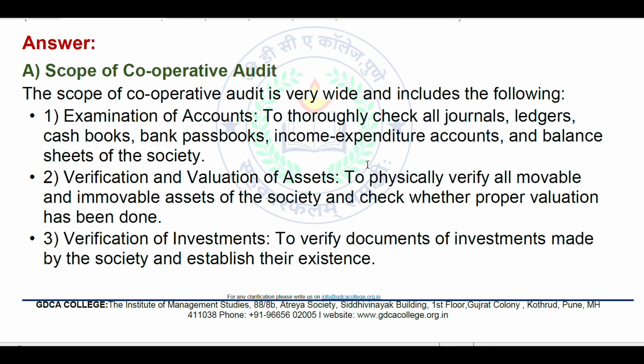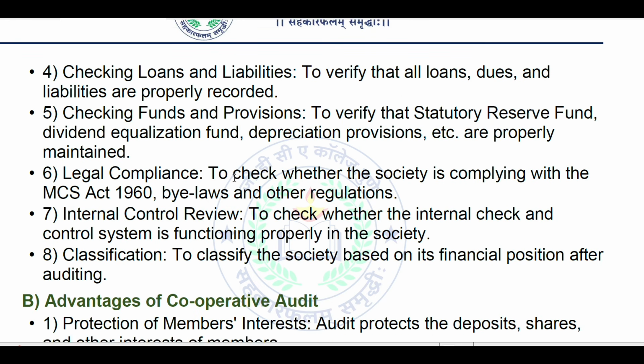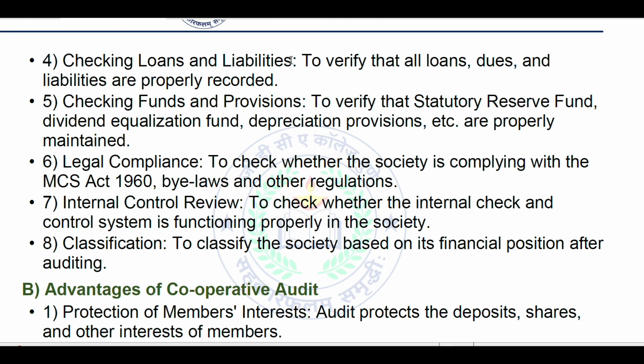Verification and valuation of assets, to physically verify all the movable and immovable assets of the society and check whether proper valuation has been done. Verification of investments, to verify documents of investments made by the society and establish their existence. Number 4, loans and liabilities, to verify all the loans, dues and liabilities are properly recorded. Number 5, checking funds and provisions, to verify that statutory reserve fund, dividend equalization fund, depreciation provisions, etc.